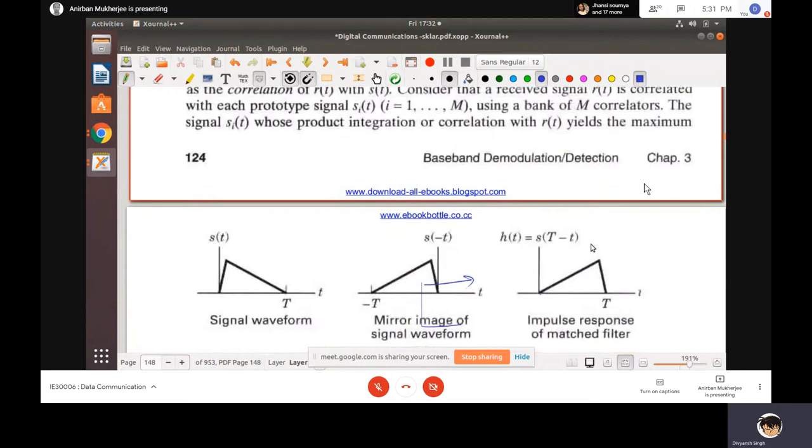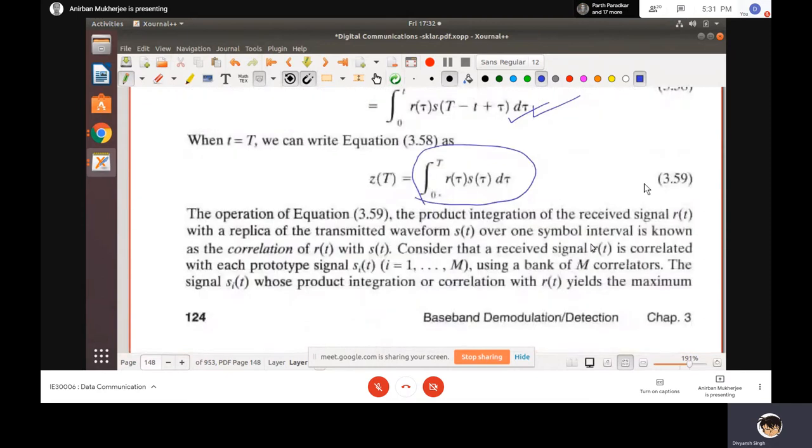So I have an r(t), and I have correlators s1(t), s2(t), s3(t), s4(t). I will correlate r(t) with these. This is my r(t), this is s1, s2, s3, s4. What will I do? I will do something like this: multiply by each, then integrate over T. This is the integration.